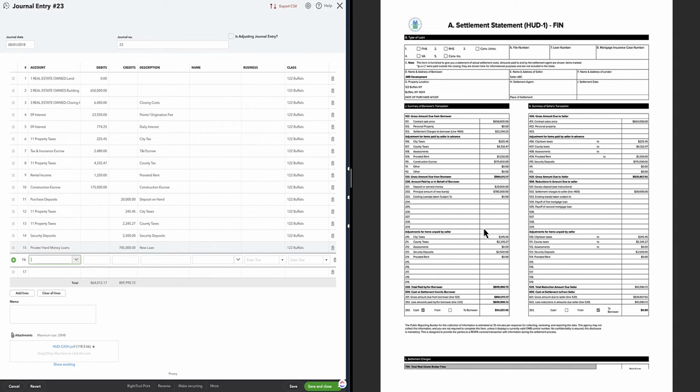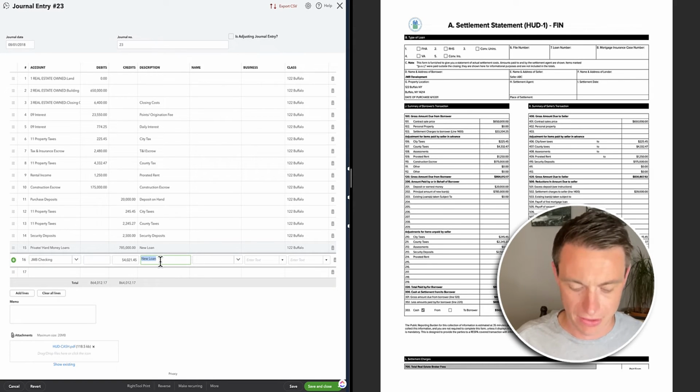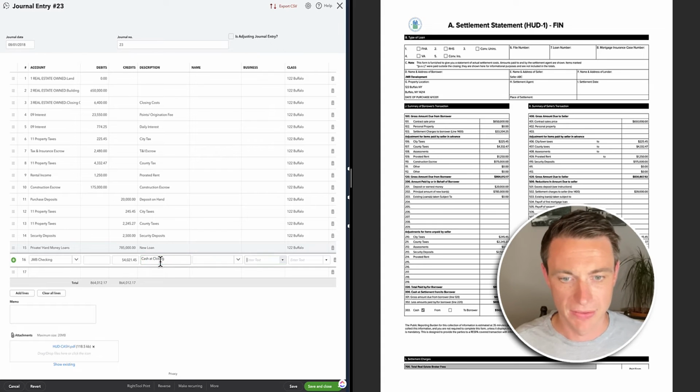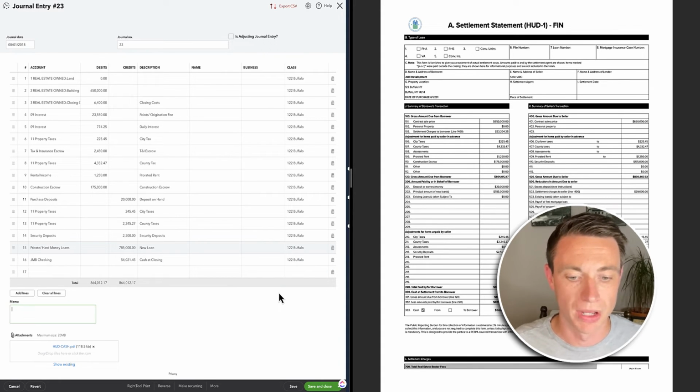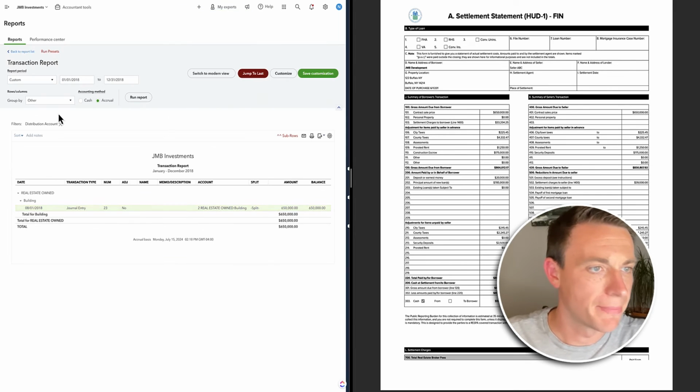All right, and now the last thing we have to do, let's check our work. Do we have the 809,990.72? Yes. Last thing is cash at closing, again, JMB checking, and $54,021.45. Perfect match. All right, and there we have it. That's a purchase with financing. We'll save that. Now let's see how it impacts our report.